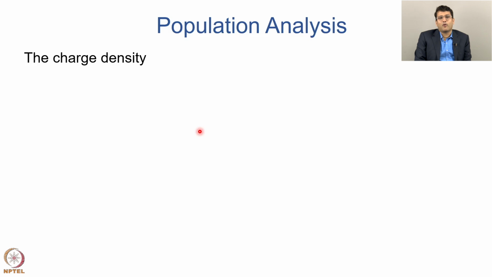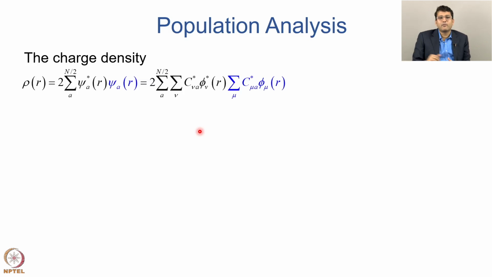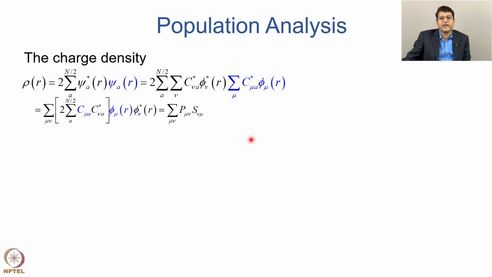Another important thing is the population analysis. Remember, we talked of charge density. This charge density is nothing but psi star psi. Probability density was the integration of psi star psi, and of course, you can replace the integration by a summation. So, if I expand psi, the molecular orbital, in atomic orbitals, I can write it like this. I can put the coefficient here.